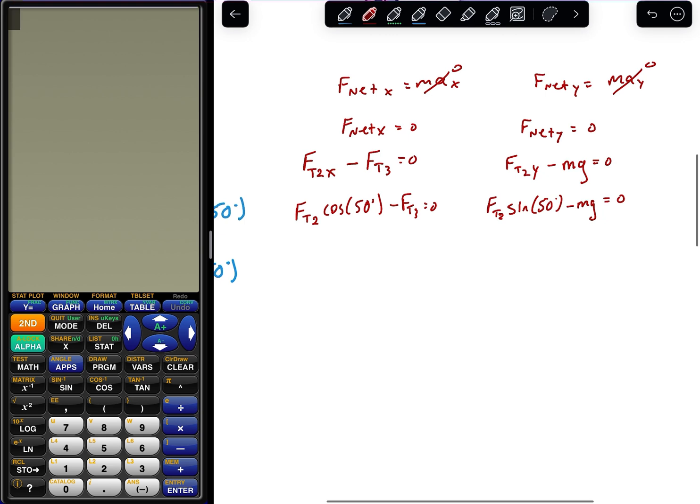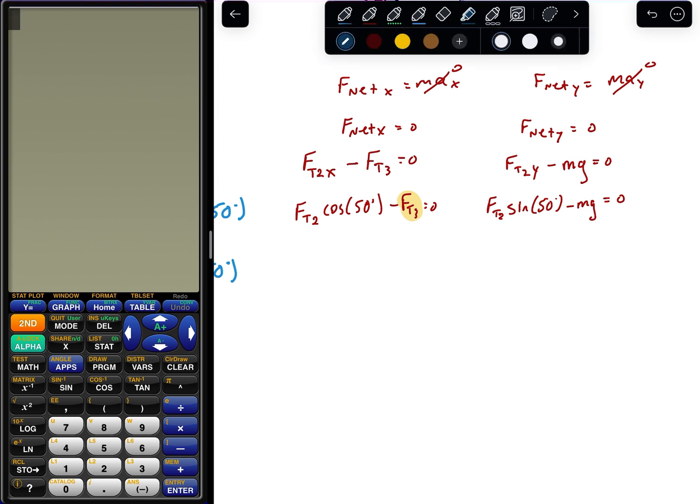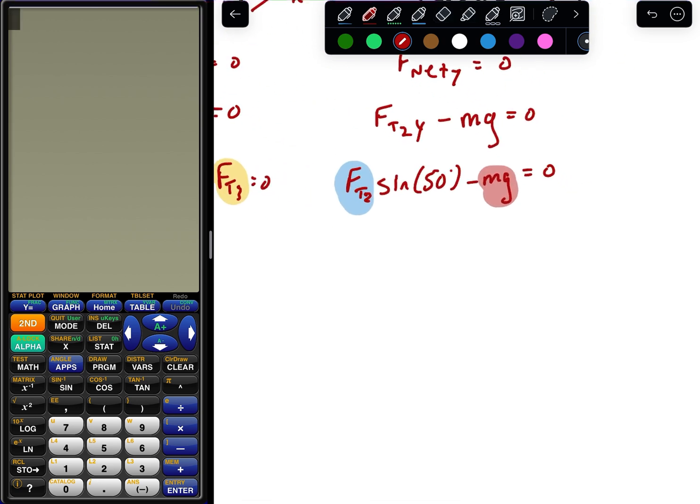And let's just acknowledge what we have here. We are looking for FT3. We also do not know what FT2 is. We do have mg, however. So I hope you can see what I'm seeing. We're going to use this side in order to figure out force of tension 2, and then we're going to plug it into this side to solve for force of tension 3. Let's do that now.